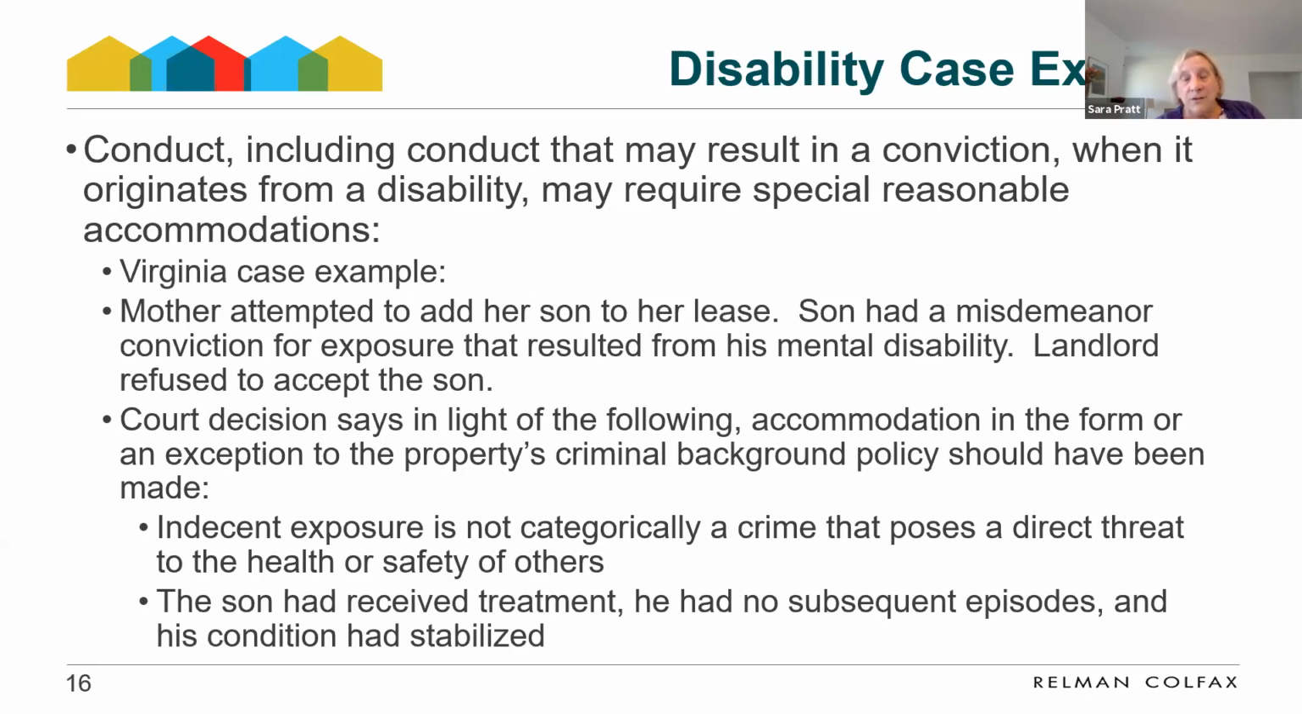And the court, and this was litigated in Charlottesville, Virginia, court says, well, the crime itself is not a crime that presents a direct threat to the health or safety of other people. It's not nice, but it's not a direct threat either. And the son had gotten treatment. He hadn't had subsequent episodes. His condition was stable. Court says reasonable accommodation exception to the criminal background policy that the landlord had in place as a reasonable accommodation based on this.